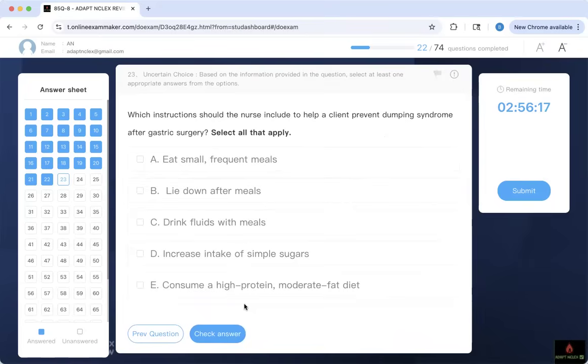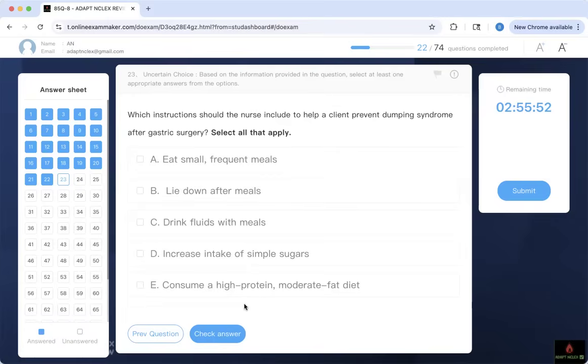Which instructions should the nurse include to help a client prevent dumping syndrome after gastric surgery? Did you notice what we've done? We finished cardiology, now we're on GI. How much do you know about GI? GI is my favorite because the concepts there are straightforward. Now, which one would you do to prevent dumping syndrome?